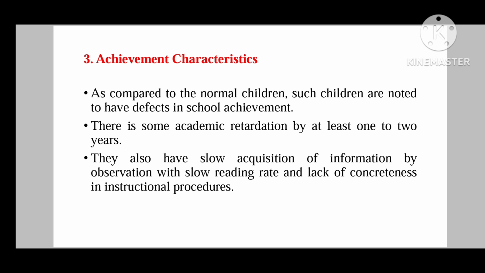They cannot read things properly. They read very slowly. They observe things and they receive information very slowly. So in this way they achieve their marks or their learning very slowly. Normal children achieve things very fast, whereas visually impaired children read slowly and achieve slowly.